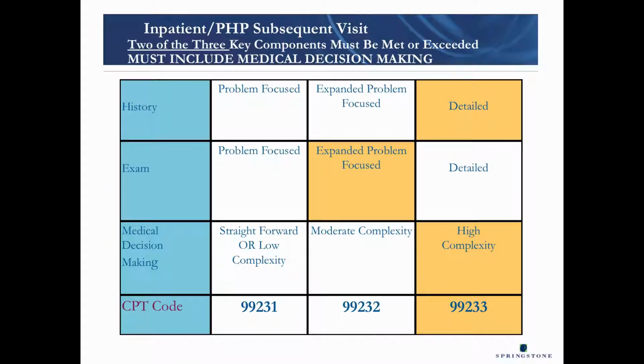Now, for a subsequent visit, you only need 2 out of the 3 key components to be met or exceeded. And one of those should be medical decision making. The other could be either history or exam. And this example shows you that the history was high enough, was detailed, and medical decision making was high complexity. But even though the exam was not detailed, you could still bill at the highest level because you only need 2 out of 3.